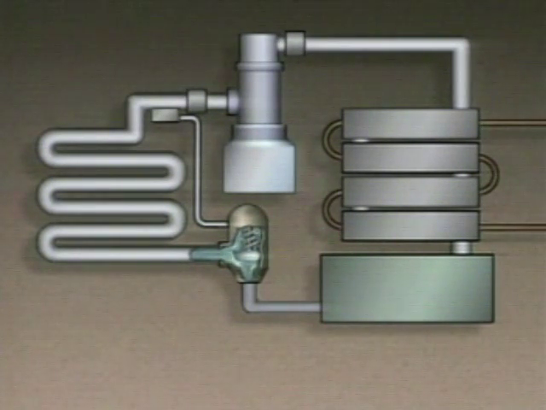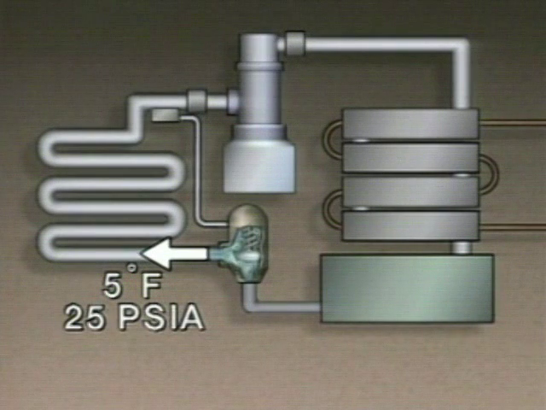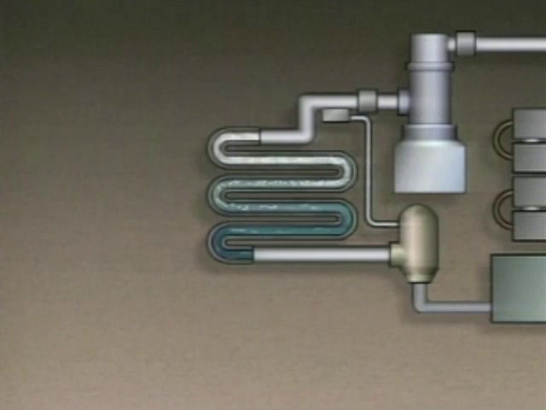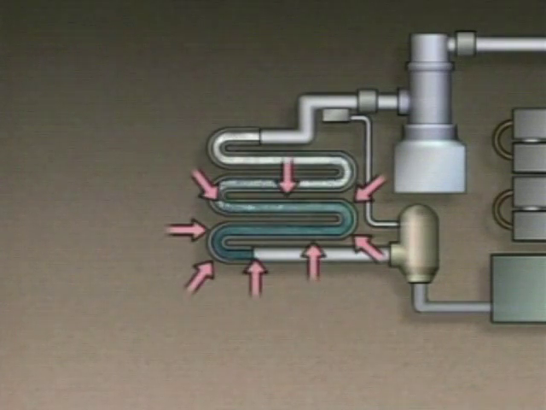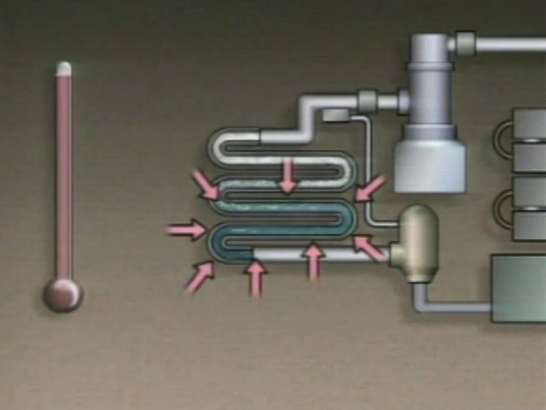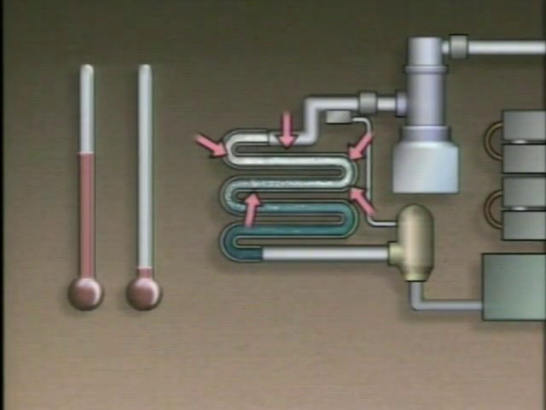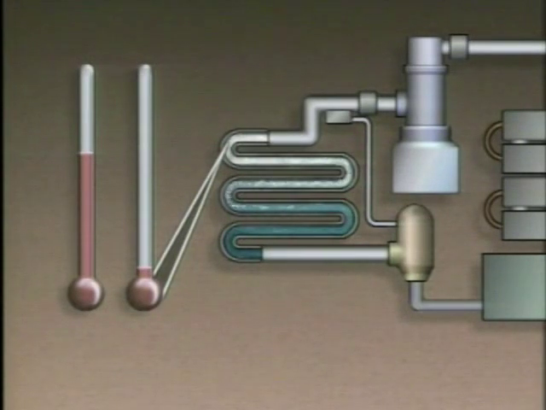In this system, the refrigerant that leaves the expansion valve is at a temperature of about 5 degrees Fahrenheit and a pressure of about 25 psia. Next, the refrigerant enters the evaporator, where it absorbs heat from the evaporator's surroundings and changes completely to a vapor. As the refrigerant absorbs heat, it cools the evaporator's surroundings. Because of the temperature difference, heat continues to transfer to the refrigerant. As a result, the temperature and pressure of the refrigerant increase slightly.